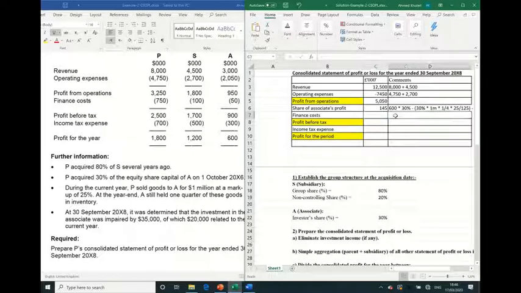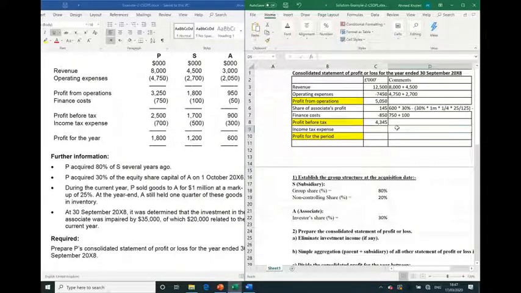And then moving to the finance cost, this is related to the subsidiary and the parent. So for the parent, finance cost is 750 plus 100, which is related to the associate. So the total here for finance cost is 850. So this will be excluded. And then we have now the profit before tax, which is the profit from operation plus the investor share in the associate profit, and then exclude the finance cost. So this will be the profit before tax.